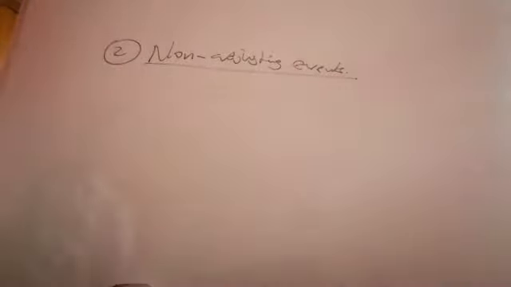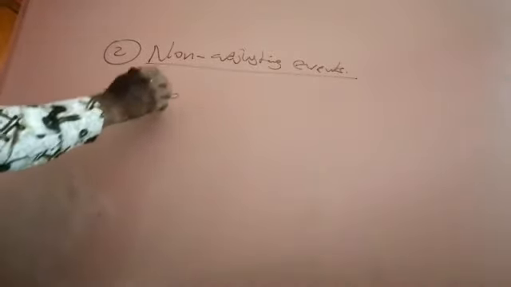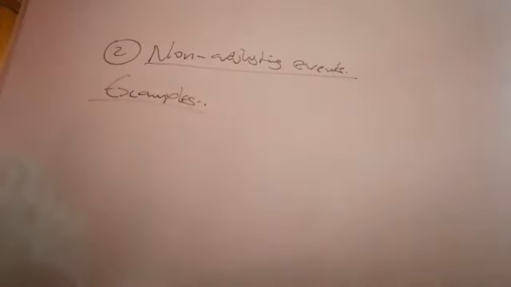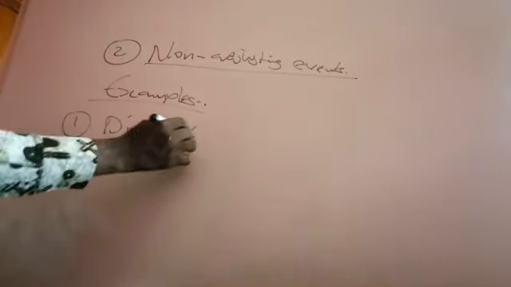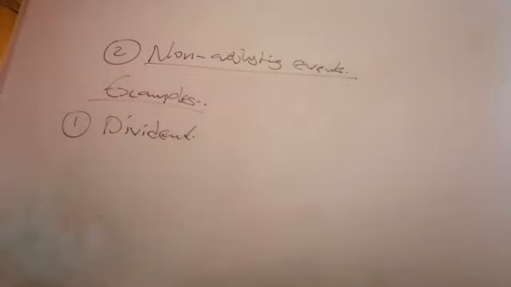We are done. Now, all you need to know are the examples of non-adjusting events. Yeah, the examples are not many, so only a few of them we are going to look at. The first example is dividend. Let's talk about dividend. One, dividend paid or declared after the reporting period.